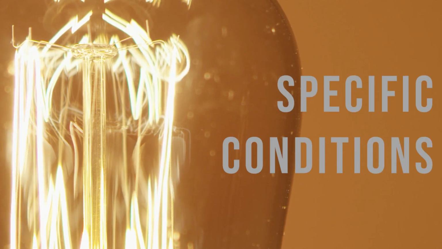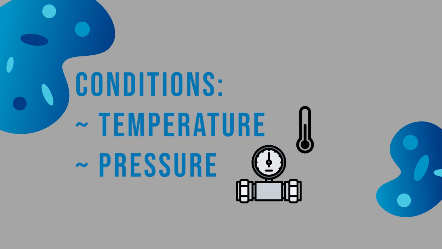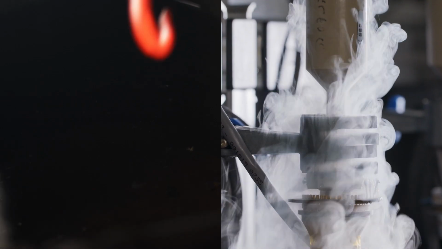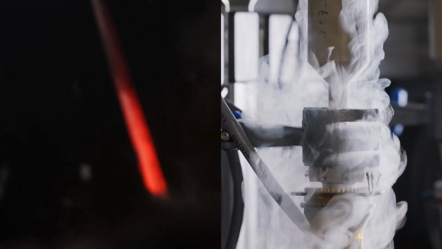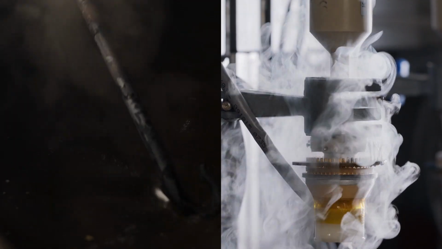So we mentioned that superconductors function under specific conditions, right? They need to be at a certain temperature and pressure to exhibit their superconductivity. This is the current issue with superconductors, as they require either extremely high or low temperatures in order to function, making them difficult to use in everyday applications.